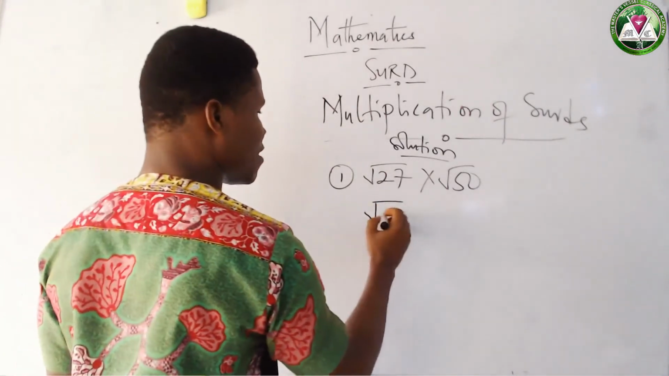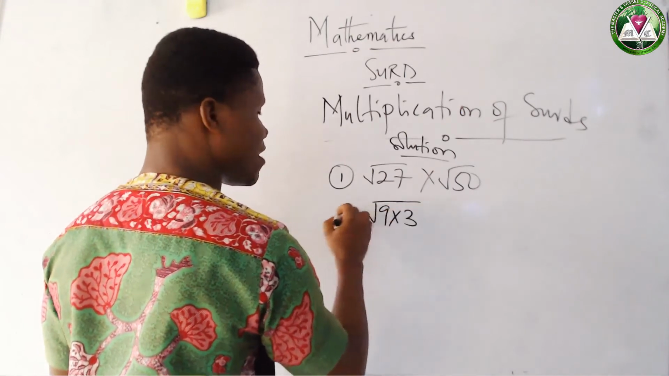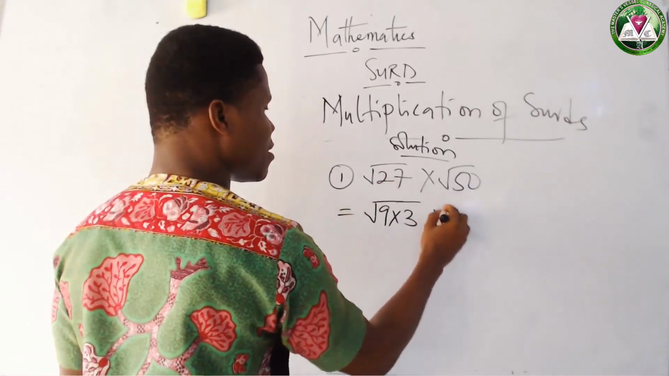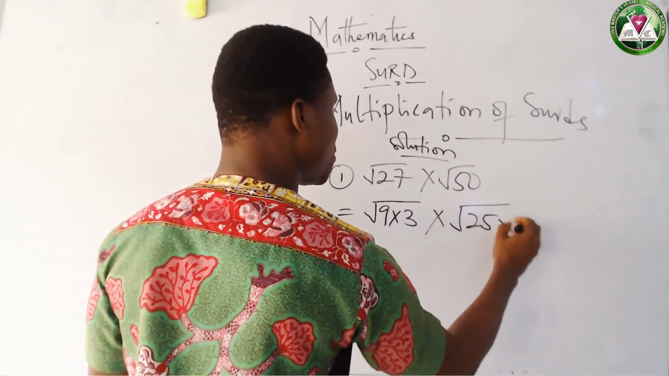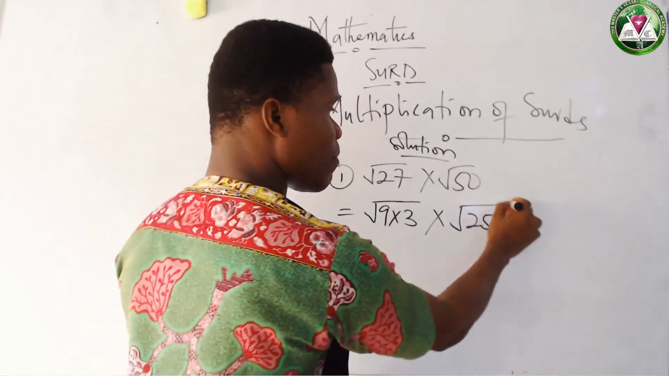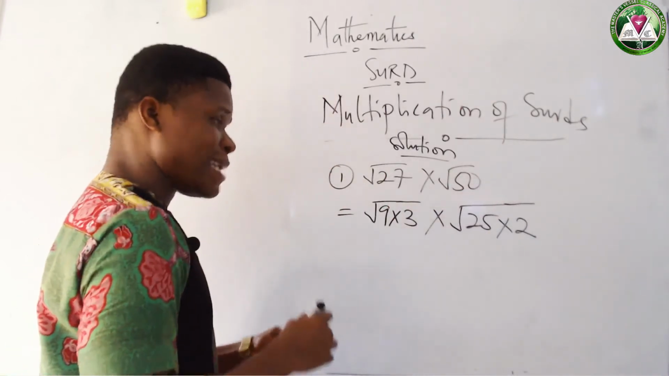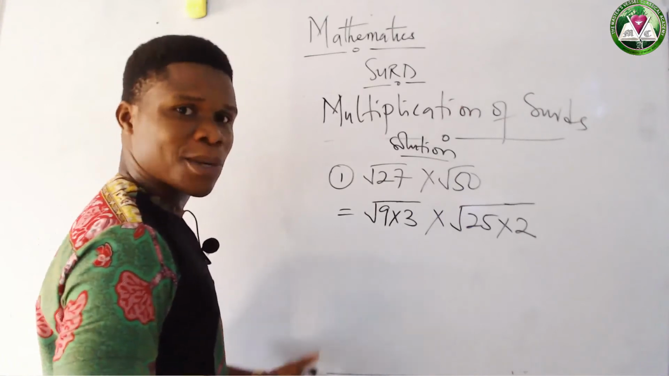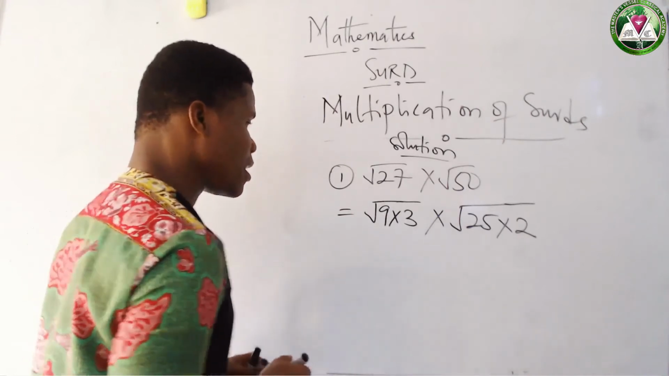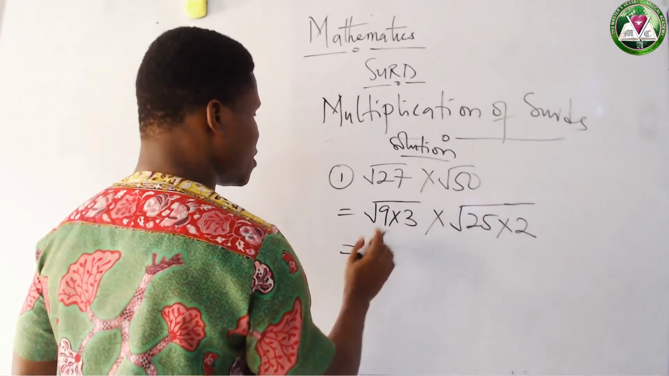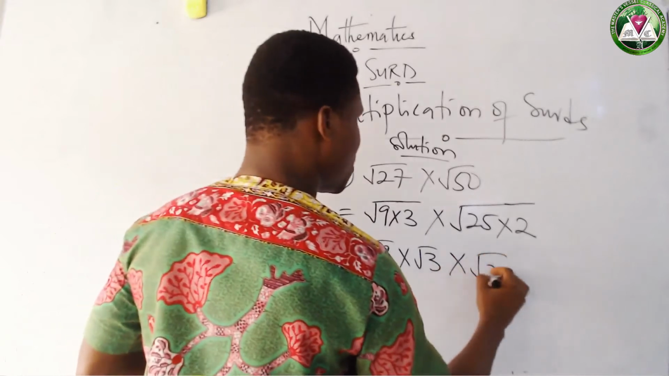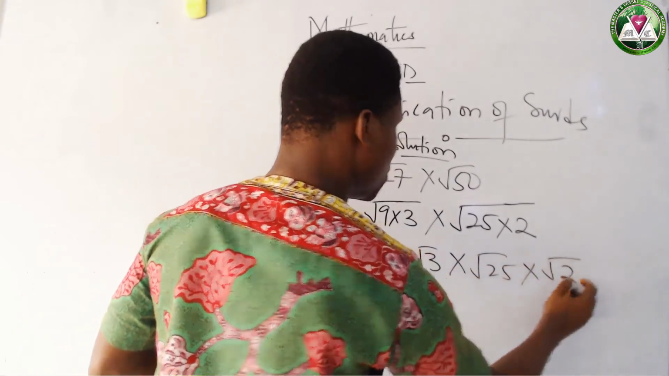Simplify this 27. 27 is 9 times 3. Look for perfect squares. Remember I said it before. So 9 is a perfect square. 9 times 3 is 27. 50 is 25 times 2. You can say I'm not using 10 times 5, which is also 50. I'm using the one that has to do with perfect squares, so we can easily get their square root, because square roots of perfect squares are whole numbers. Other ones will give us decimals. Okay, now, so let's work on this. So we separate them. This is root 9 times 3 times root 25 times root 2.